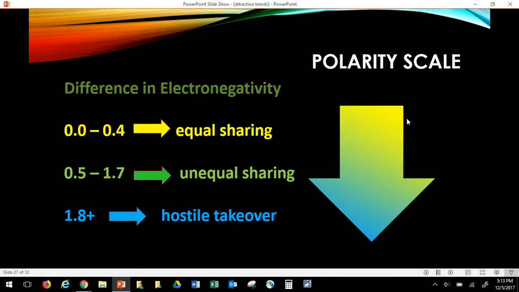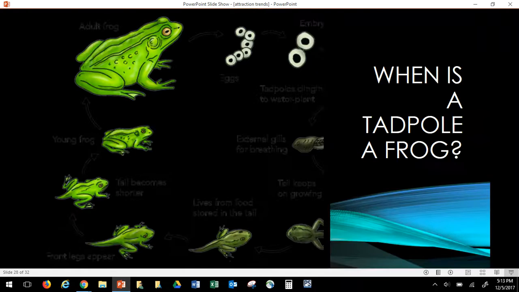And just like here, you can see it's a yellow color up here and it's a blue color down here. And where that blue starts and the yellow ends is a little bit up for debate. Does it really happen here or there? And it's the same with this polarity or this sharing situation. Is it a hostile takeover at 1.8? That's just what I say. That's sort of what's been accepted in polarity difference, but it's not necessarily true.